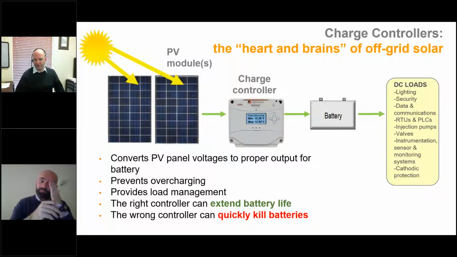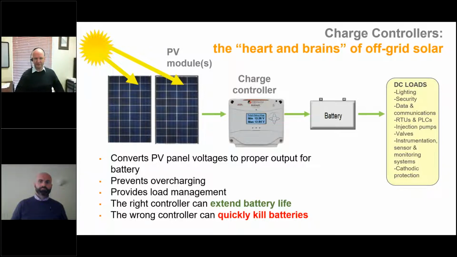It prevents overcharging by using that 4-stage charging algorithm. It can provide load disconnect in case the battery is discharged too deeply. It can temporarily disconnect the load to preserve the life of batteries so that they last for the many years they're typically designed to last for. And the right controller can also extend battery life.